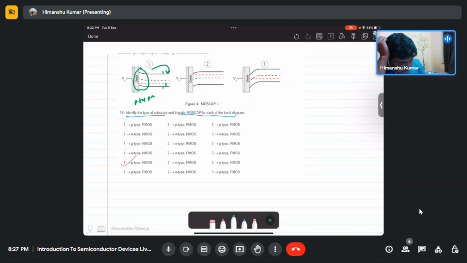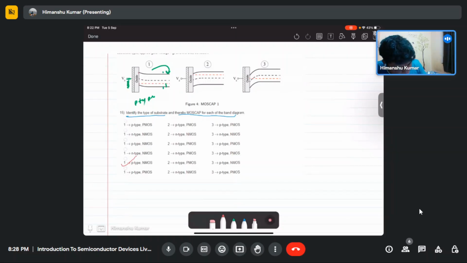Now this VGS is here and the Fermi level is here. So that means a negative bias is applied on this device. That's why there is accumulation of charge carriers. This band diagram is moving up, meaning the surface is becoming more p type. So this interface here is becoming more p type.